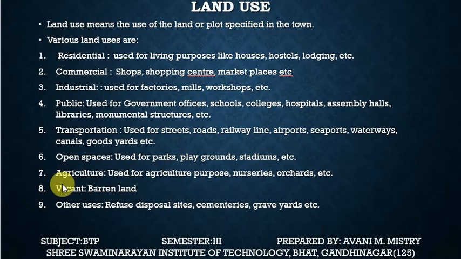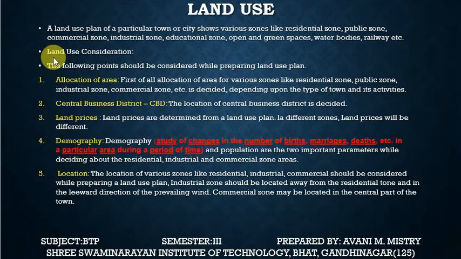The next one is agriculture, used for agriculture purposes, that means farming purposes, nurseries, orchards, etc. Vacant, that is barren land. Other uses, that is refuse disposal sites, cemeteries and graveyards. Next, the land use plan of a particular town or a city shows various zones like residential zone, public zone, commercial zone, industrial zone, educational zone, open and green spaces, then water bodies, railways, etc.